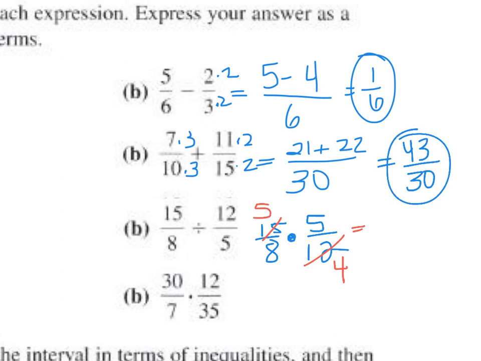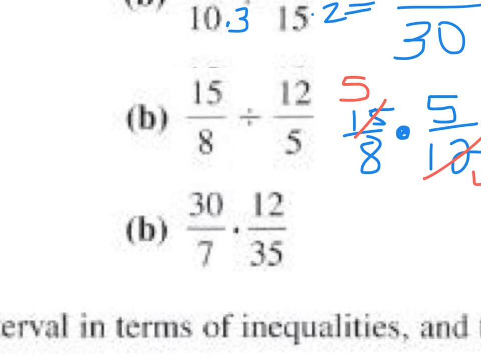So if I multiply across, what's 5 times 5? 25 over 8 times 4 is? Perfect. Good. And then the last one, it's just multiplication. Can I cross cancel anywhere?